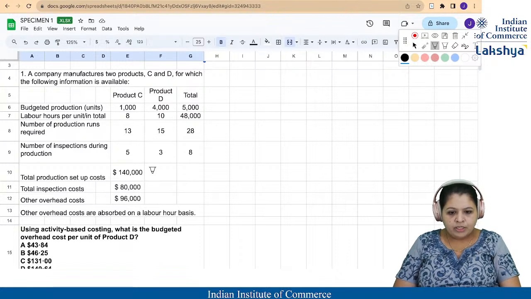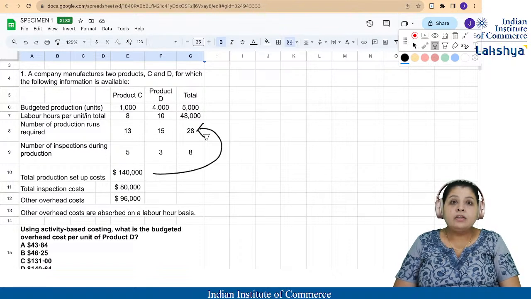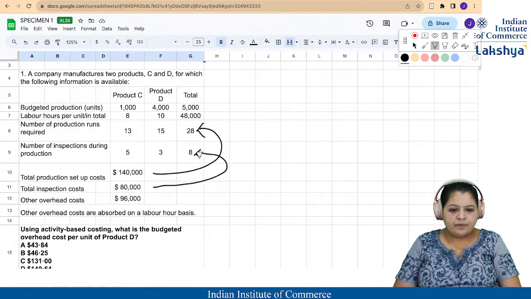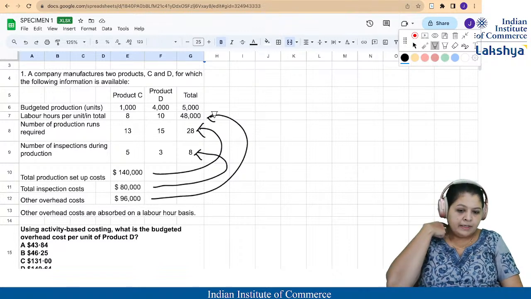And how do you do it? You simply take, for example, see, this is a set, right? And you have an inspection, and you have your overhead, right? So you can connect your setup with the production runs, your inspections with the inspections, and it says that overheads are absorbed on labor hour basis. So your this value with this value, right?